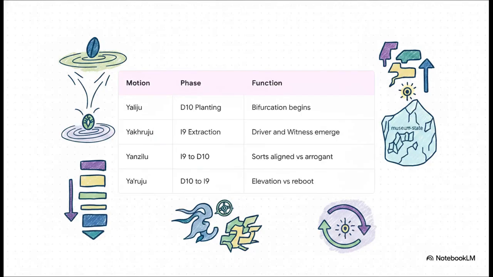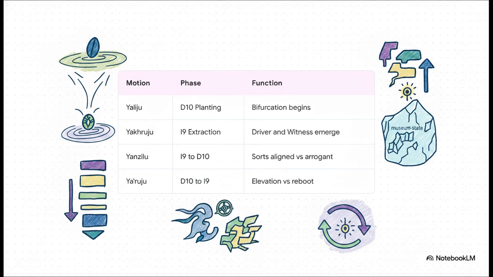And this brilliant table shows us exactly how that cosmic breathing works through 4 very precise Arabic motions. First, you have yaliju, the planting into the D10 field. This is where the human plants the seed, a Muslim at coordinates 6163 or a kafir at 241. This is where the big bifurcation begins. Second is Yakruju, the extraction into I9, where the driver and witness emerge from the seed at 5021 on the Day of Judgment.